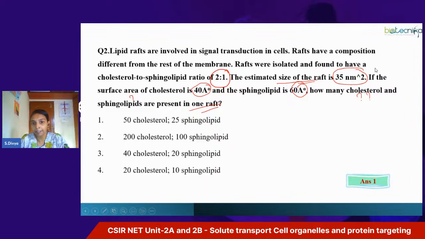Initially, the estimated size of the raft is 35 nanometer square. But the surface area of cholesterol and sphingolipid is in angstrom. So you need to convert this nanometer square into angstrom first, then you can go for the calculation. Okay, Ashu? Yes, you are correct.